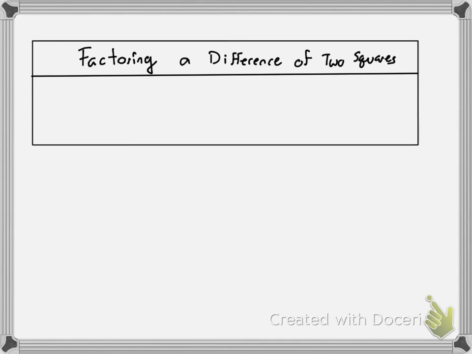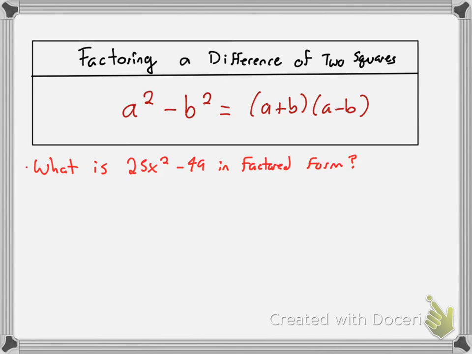But if this shortcut makes sense to you, then go ahead and use that. The last, and I think most important shortcut we're going to go over here is factoring a difference of two squares. I think these are important because when you see them in standard form, they look weird. The general rule looks like this: a squared minus b squared equals a plus b times a minus b. An example would look something like this. What is 25x squared minus 49 in factored form?